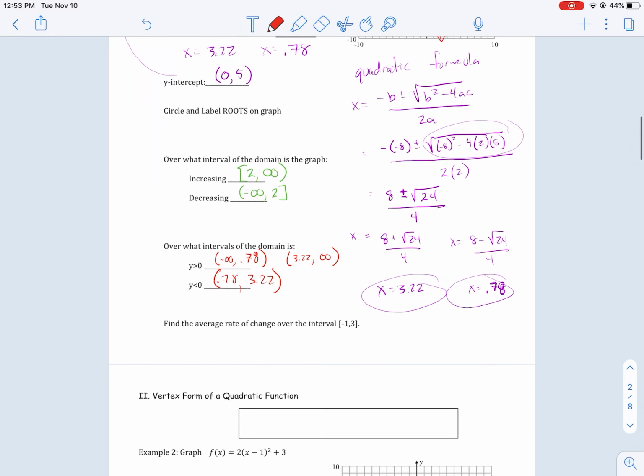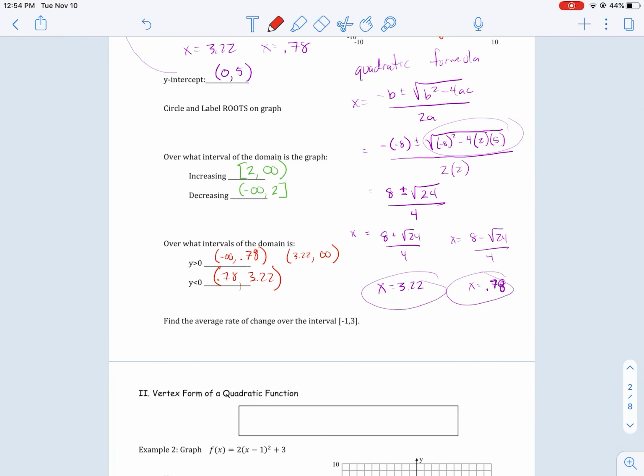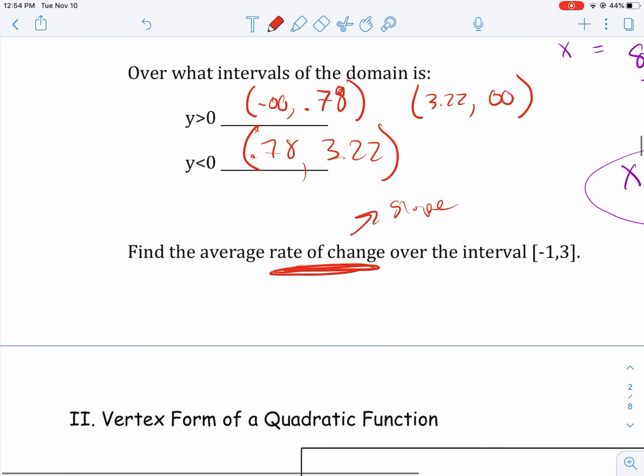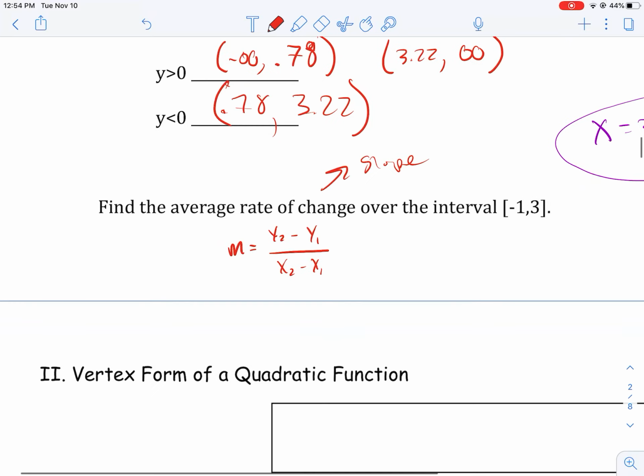All right, and the last part, find the average rate of change. When we're talking about linear equations, this is referred to as slope. Now, slope only involves linear functions, but the process is still the same. In order to find the rate of change, we're going to need this formula right here: y2 minus y1 over x2 minus x1.